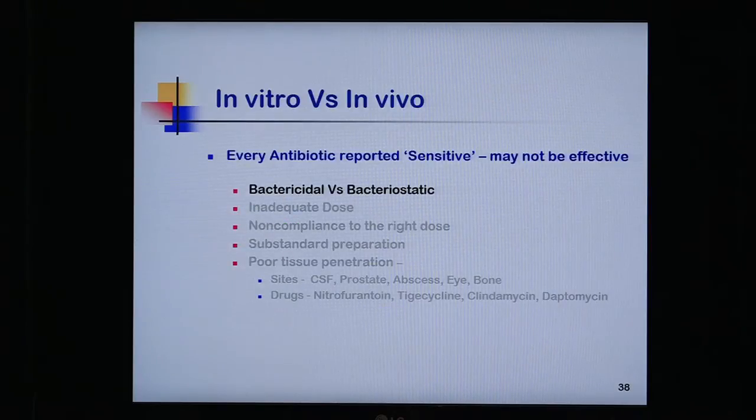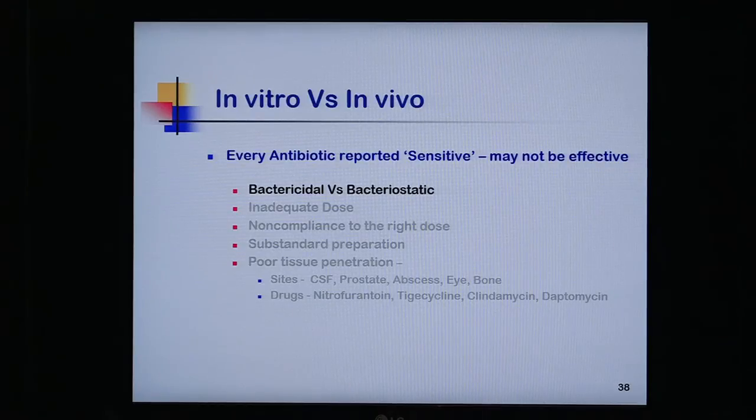Okay. And now, the last part of my talk, I will just take you through some of the variables that we must use in interpreting the culture and sensitivity report. For example, every antibiotic that is reported sensitive may not be effective. You might be queried by the clinician, "yaar tumne to diya hai sensitive lekin patient theek nahi hua." So, what are the variables? And the first one, as I told you earlier, is bactericidal versus bacteriostatic. Your patient is critical and your clinician is choosing a drug that is not bactericidal. So, he has to use a bactericidal drug and not a bacteriostatic drug, because there it will not work.